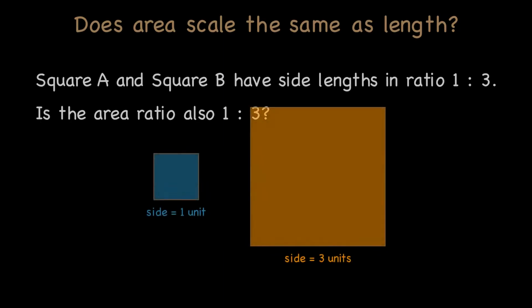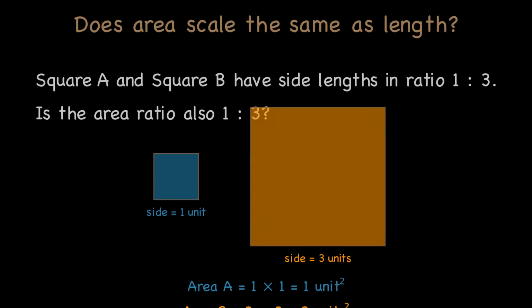Here are our two squares. Square A has side length 1 unit, and square B has side length 3 units. You can see just how much bigger B is compared to A. Area of square A is 1 times 1 equals 1 square unit. Area of square B is 3 times 3 equals 9 square units.